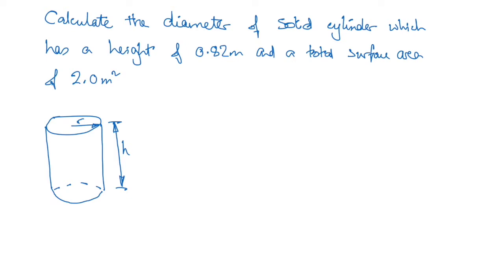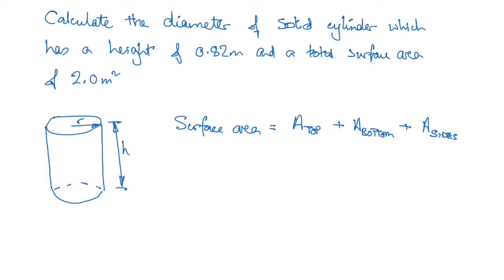the surface area is composed of three parts. You have the area for the top, an area for the bottom of the cylinder, and you have the area for around the sides.